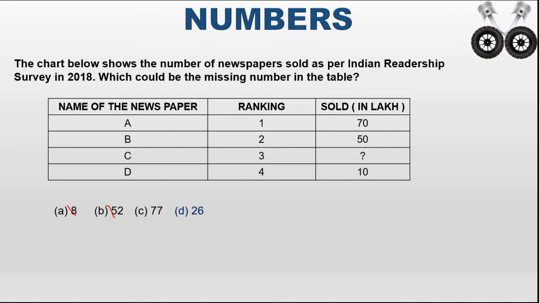Then again I have to put the number 77. So 77 is greater than 50 as well as greater than 70. So it will also not be correct. Then I have to choose the number 26. So 26 is less than 50 and greater than 10. So the correct answer is 26.